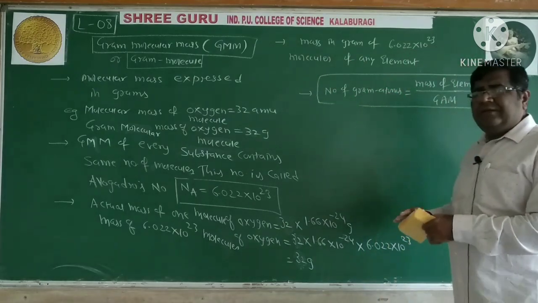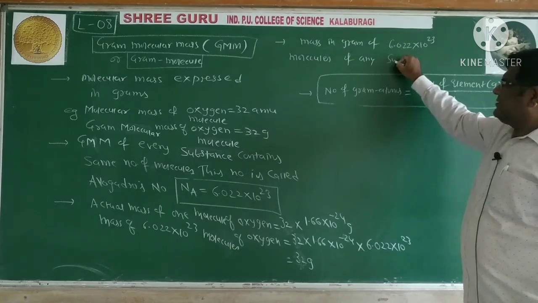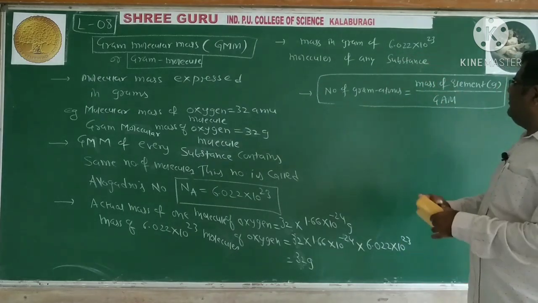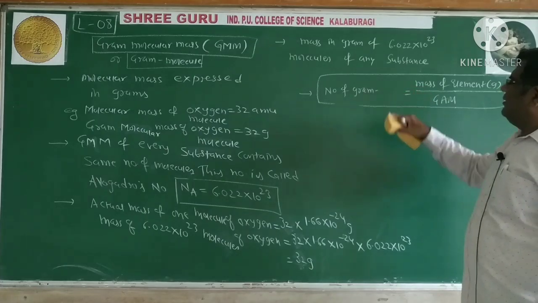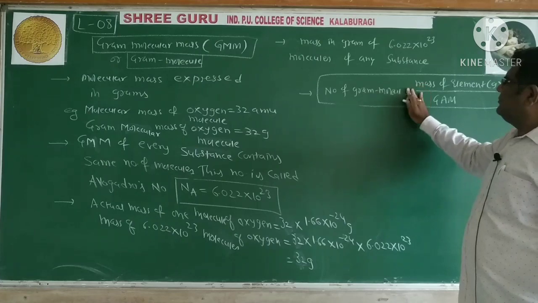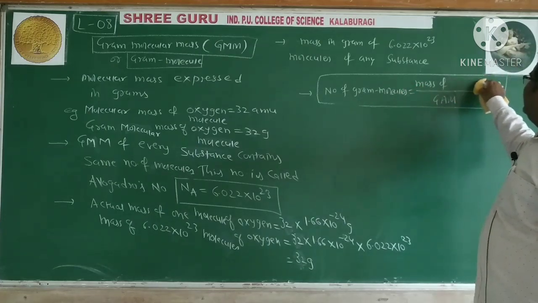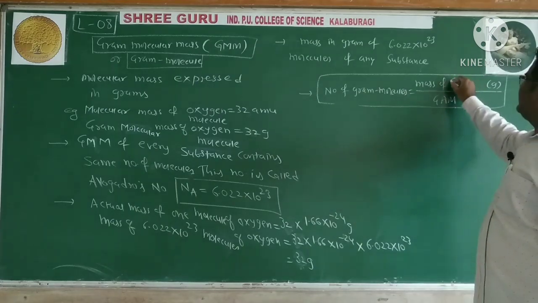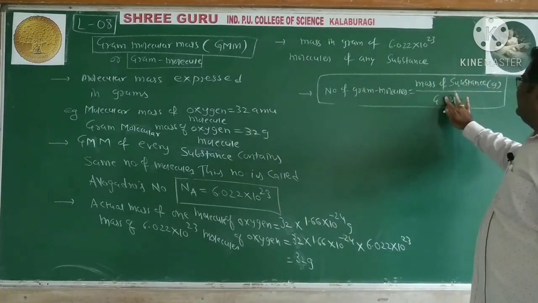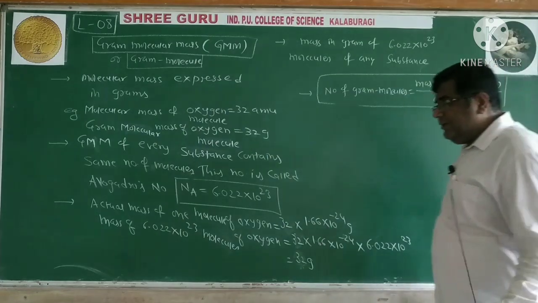That's why I can say mass in gram of 6.022 into 10 to 23 molecules of any, instead of element, I will write substance, and number of gram molecules is equal to mass of substance in gram divided by gram molecular mass.